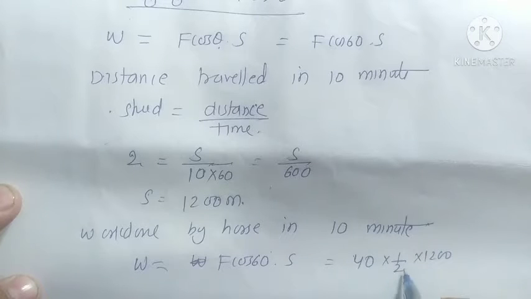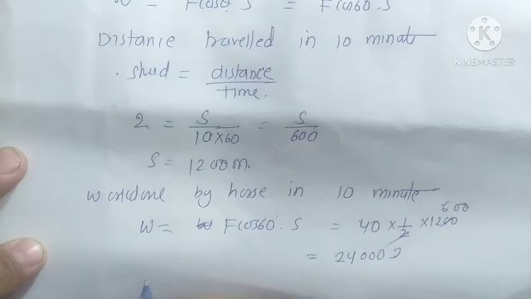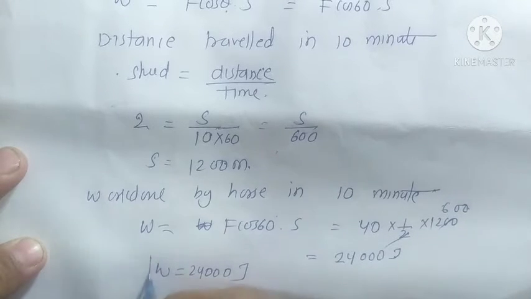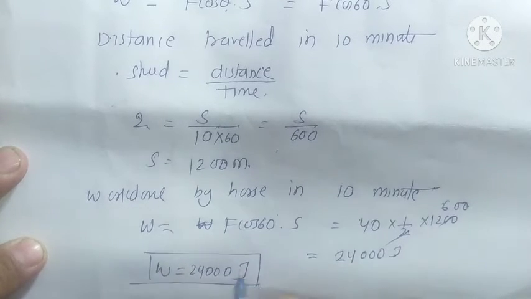Okay, so here is our value: 24,000 joules. So work is equal to 24,000 joule. This is our required answer.